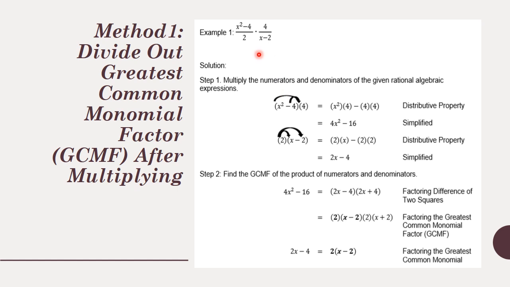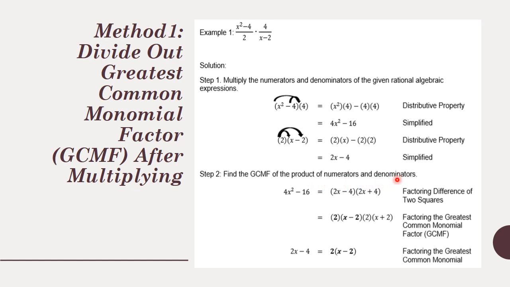For the denominator, we have 2 and x minus 2. Using the distributive property, we have 2 times x minus 2 times 2. So 2 times x is 2x, and negative 2 times 2 is negative 4, simplified. Step 2: find the GCMF of the product of the numerator and the denominator.